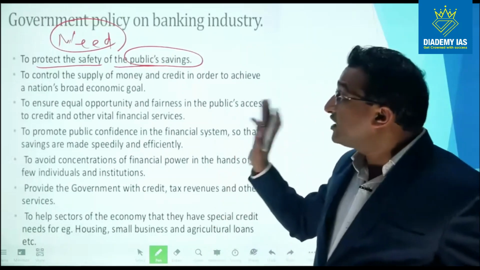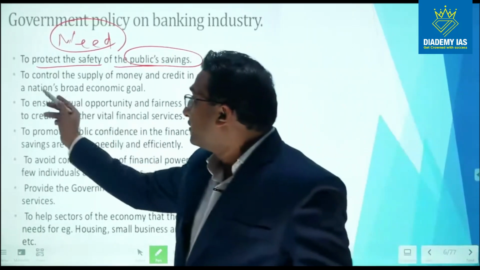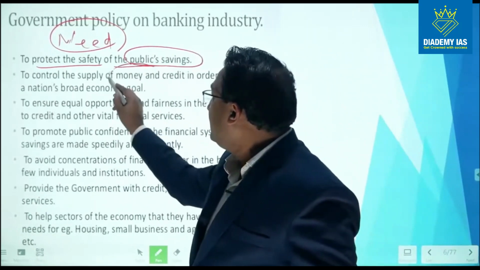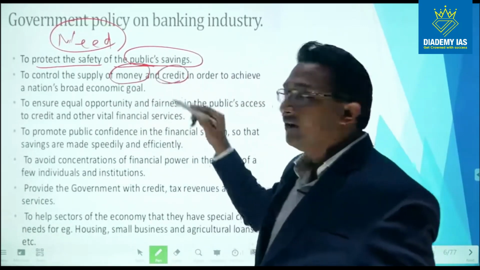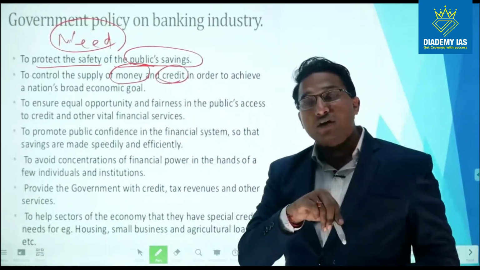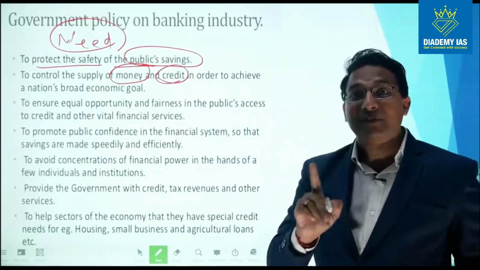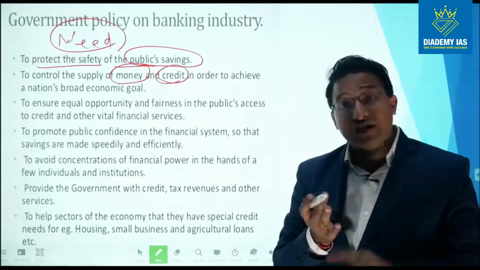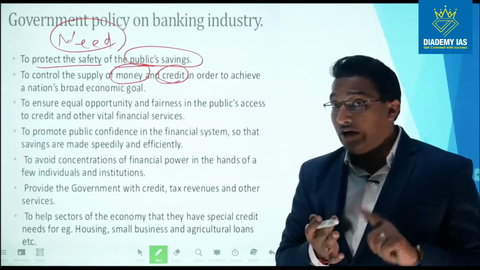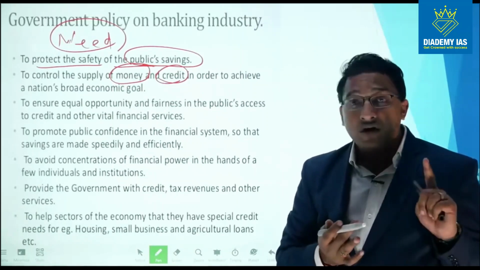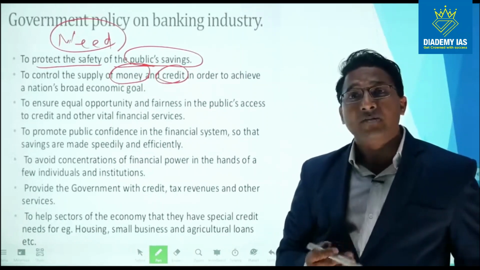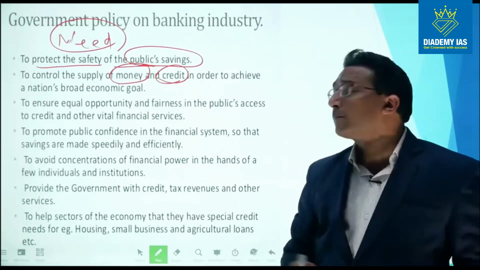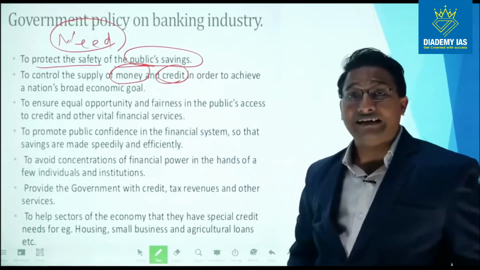So this safety is very, very crucial. Second, to control the supply of money and credit, right? We discussed in the monetary policy that money supply and credit supply is very, very crucial. This is crucial for maintaining the price levels, for economic growth, and for industrial development. All-round development is based upon the supply of money and credit.